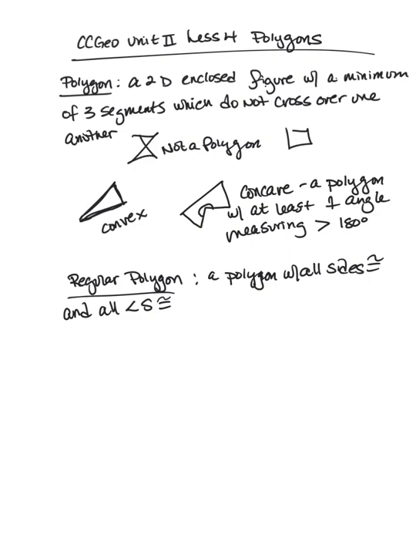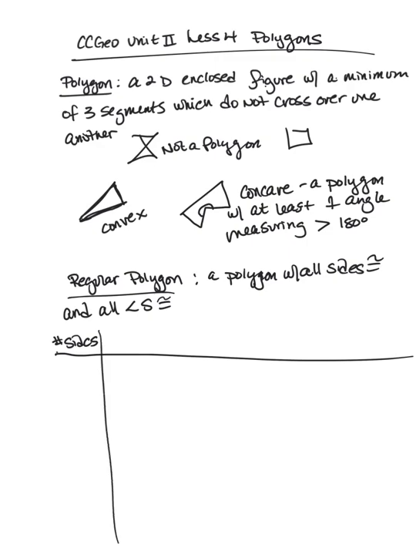Okay, so I'm going to make a little table here. Okay, copy this into your notes. We have the number of sides of the polygon. Then we have the name, the regular polygon name. These are regular polygons. Then you're going to have the number of degrees inside the polygon.